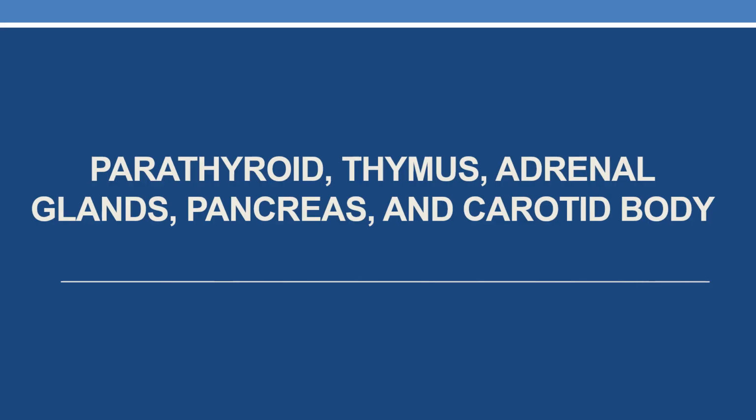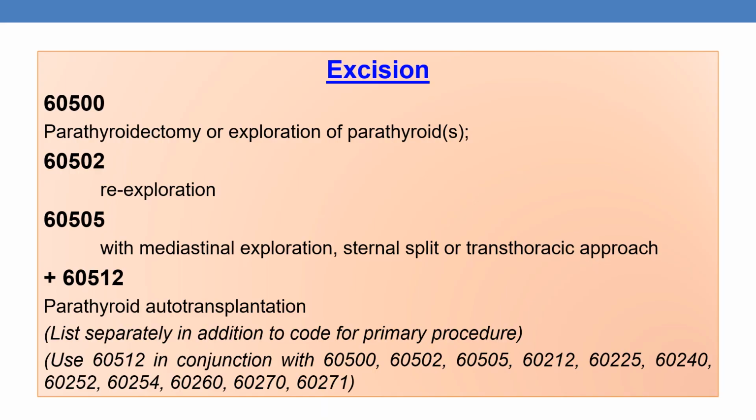Now coming to CPTs for parathyroid, thymus, adrenal glands, pancreas and carotid. First coming to excision CPTs. The first one is 60500. Parathyroidectomy or exploration of parathyroid. And for re-exploration of parathyroidectomy, the CPT is 60502. And parathyroidectomy with mediastinal exploration, sternal split or transthoracic approach, the CPT is 60505.